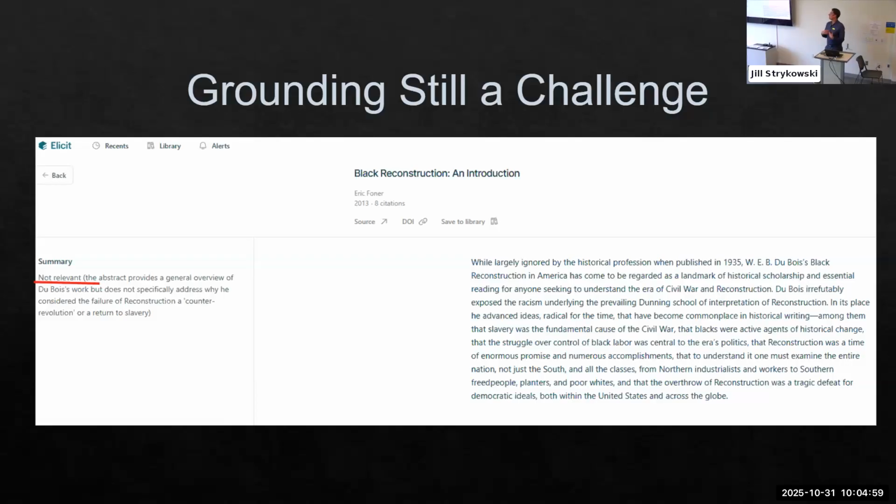Because maybe if I'm an undergraduate, I try Consensus, and it tells me, okay, soybean farming doesn't contribute to deforestation. Maybe that gets set in my mind, right? I'm not going to recognize that some of the papers that I'm getting back are actually saying the opposite. So I think the grounding is still kind of a challenge.